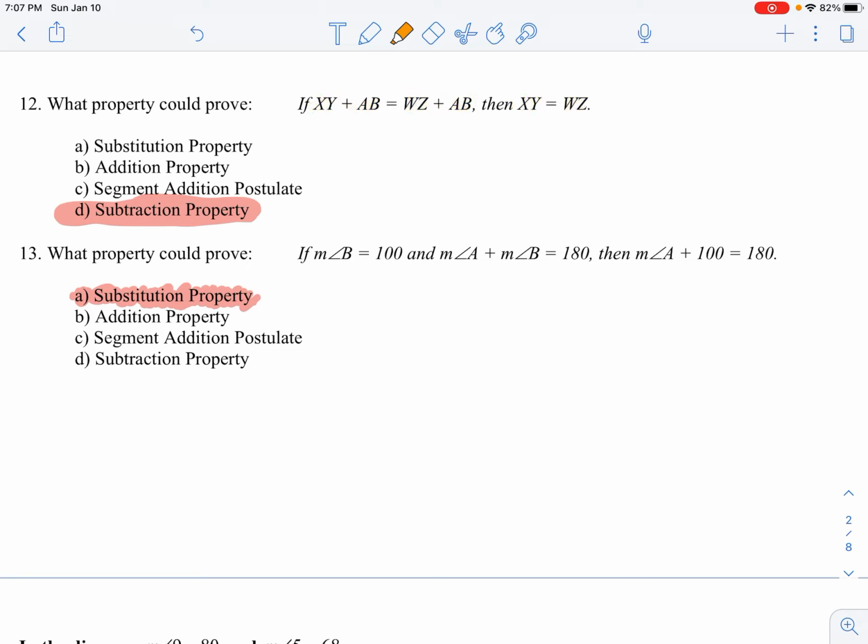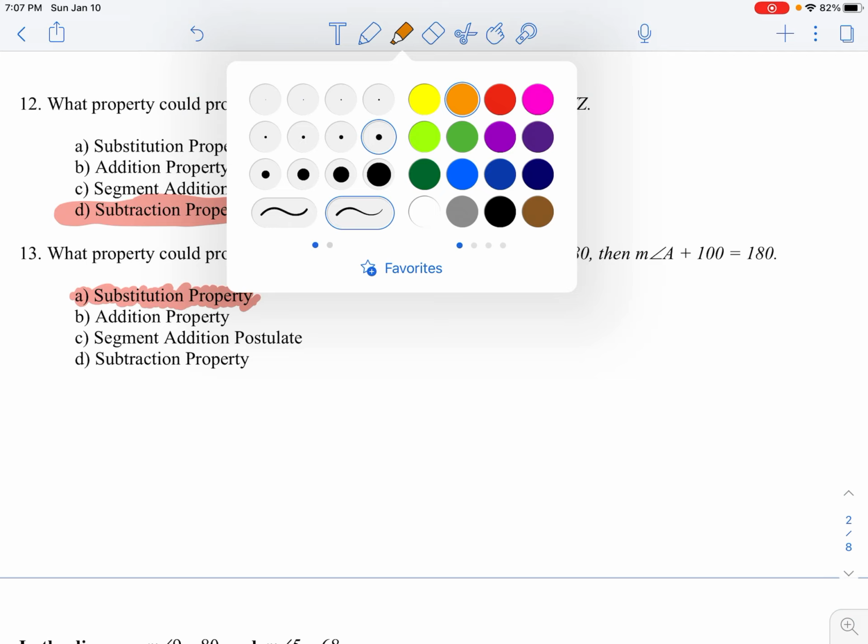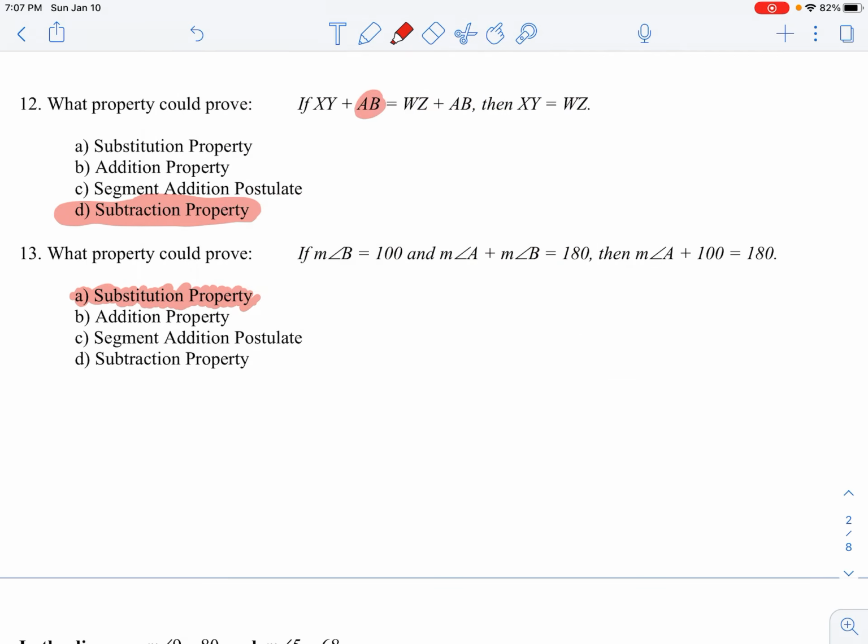Well, as I look at it, I see we've got two of the same thing. We've got AB here, and we've got AB there. Those ABs are no longer found in our solution, so what did they do to get rid of them? It looks like since they added them, we would have to subtract them to get rid of them. So number 12 is D with the subtraction property.